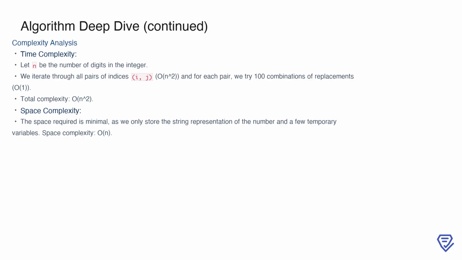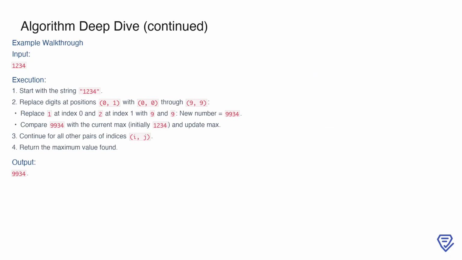This balance of time and space efficiency makes the algorithm practical for solving this problem. Let's go through an example to see how the algorithm works in practice. Suppose the input is 1234. First, we convert the number into the string 1234. Next, we begin exploring pairs of indices to replace.